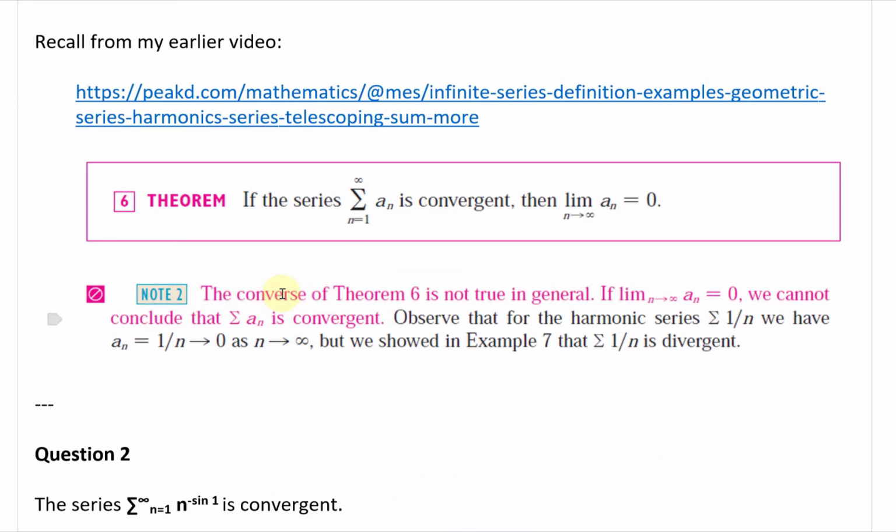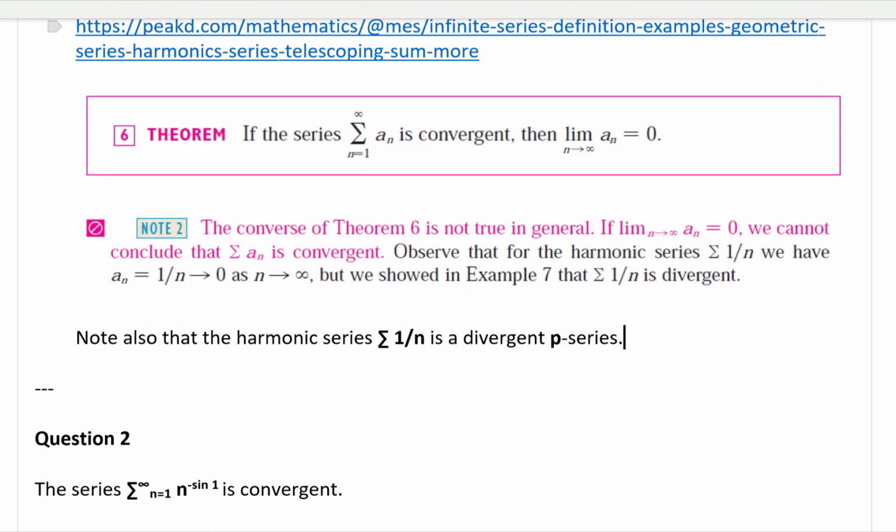So note 2, the converse of theorem 6 is not true in general. If the limit as n approaches infinity of a_n equals 0, we cannot conclude that the summation of a_n is convergent. Observe that for the harmonic series, the summation of 1 over n, we have a_n equals 1 over n, which approaches 0 as n approaches infinity, but we showed in example 7 that the summation of 1 divided by n is divergent. It's also a p series, and it's a divergent p series. Yeah, and I just added a note here.